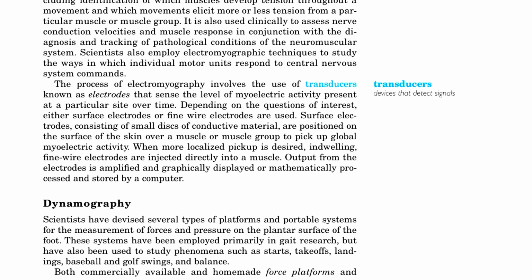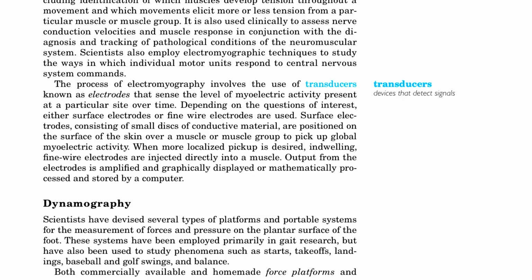Fine wire electrodes are inserted inside the muscles. They record very specific and local activity of that specific muscle. Okay, so they are inserted in the muscle and basically record the specific local activity. The signals are amplified, displayed on the screen, and stored in the computer for further analysis.